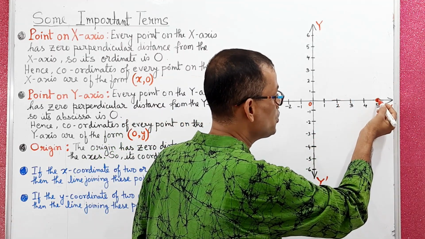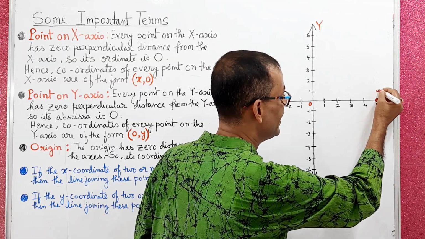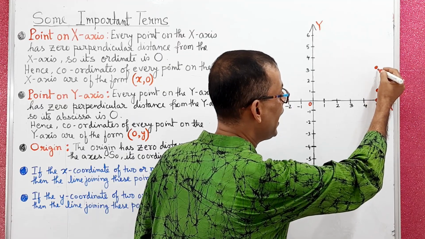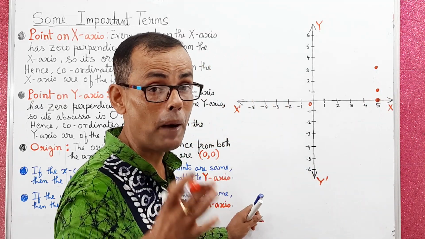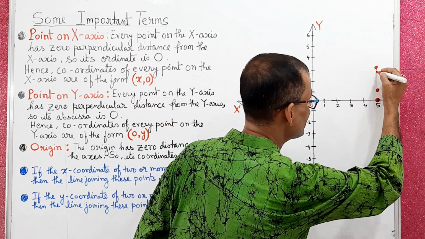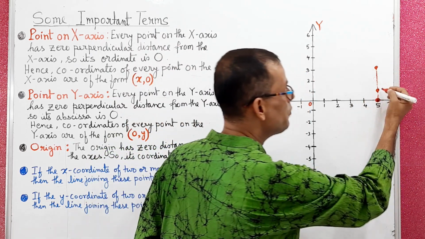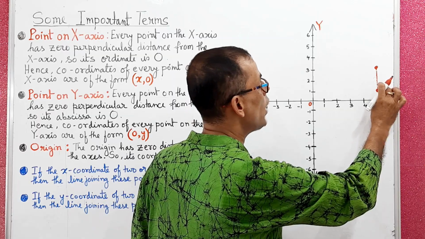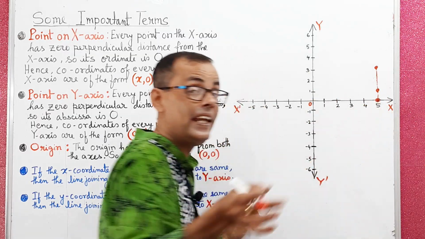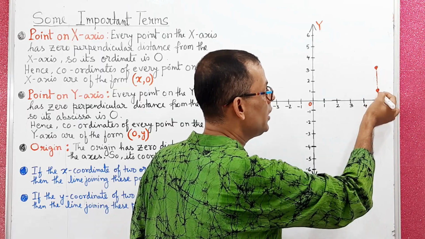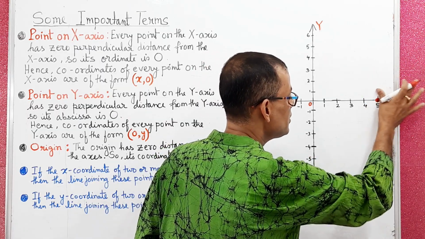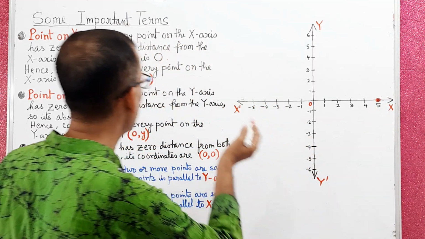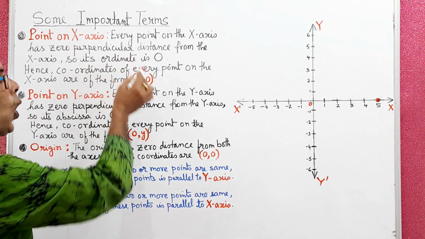How will you measure zero perpendicular distance from the x-axis? Suppose the point is here, or here, then how do you measure the perpendicular distance from the x-axis? You measure it this way, along the y-axis. So this much is 1, and this much will be 3. But here the point is on the axis itself, so the perpendicular distance will be 0. When the perpendicular distance is 0, its ordinate is 0.